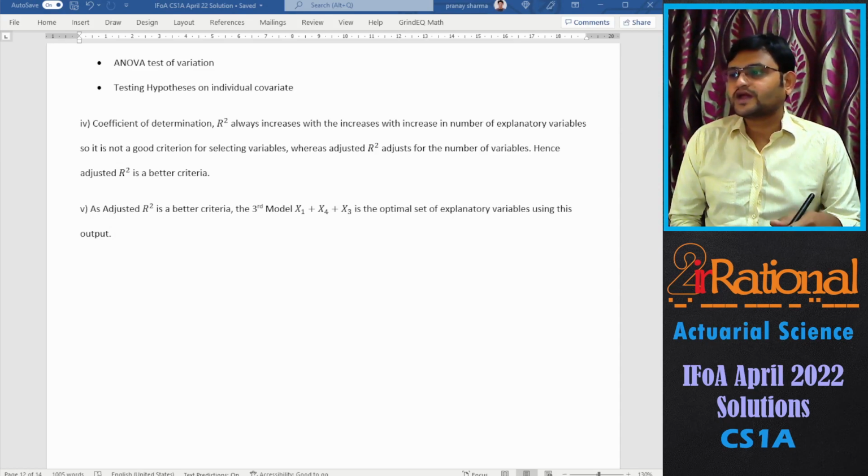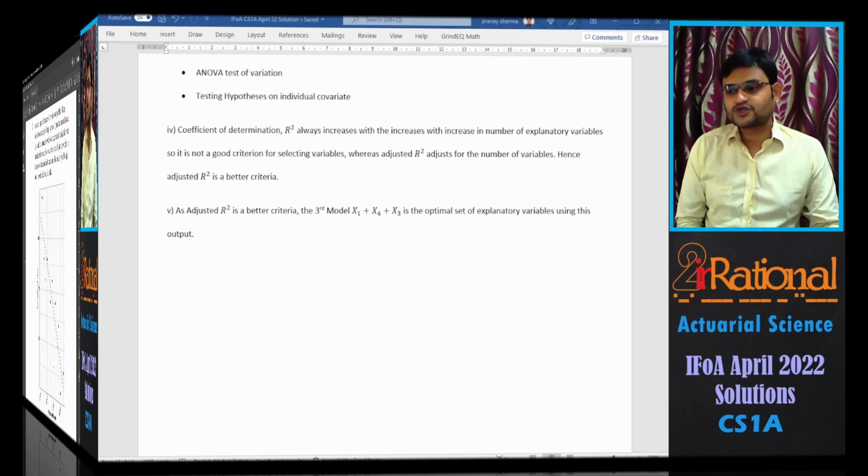You can mention that it has the highest adjusted r square value. Let's see the next question.